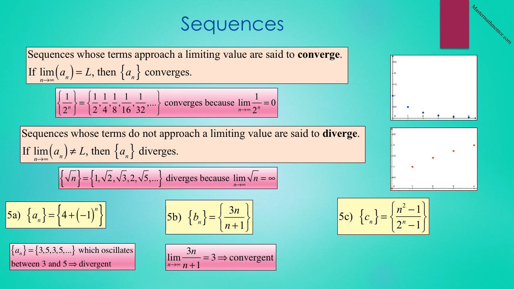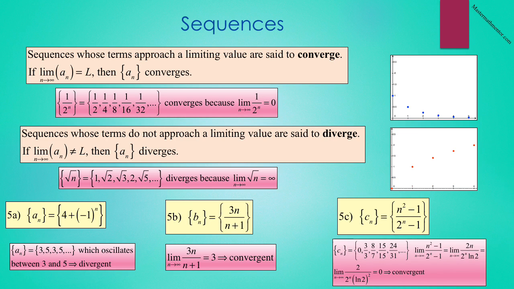In 5b, we're given the sequence b sub n equals 3n over n plus 1. Rather than write the first few terms out, we will simply look at the limit as n approaches infinity of 3n over n plus 1, and we can use L'Hopital's rule to determine that this is 3. And since this is a limit that exists, this is a convergent sequence.